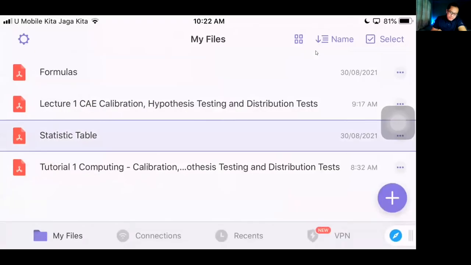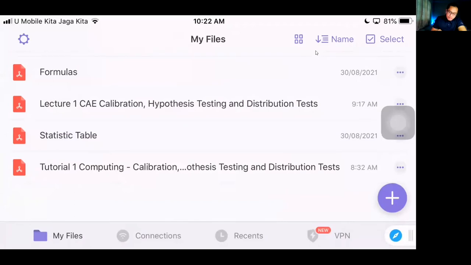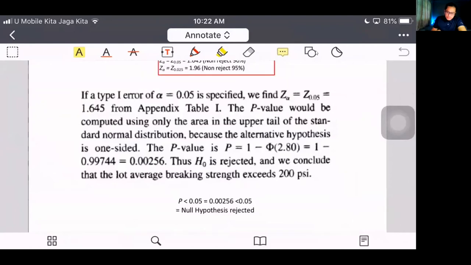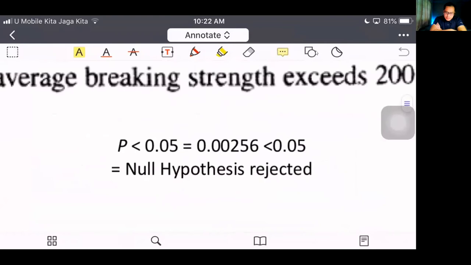So let's go back to the question. It's 0.0256. Now you can see that P, which is 0.0256, is less than 0.05, which is the one that we have chosen just now. Right? So it's a smaller number, therefore the null hypothesis is rejected. If the P is larger than our alpha, then the null hypothesis is going to be accepted. Okay, let's see.